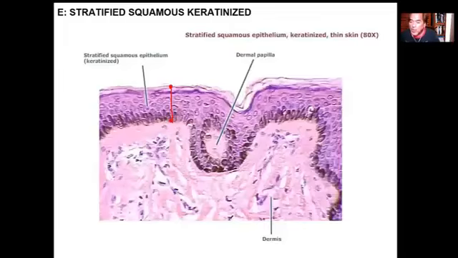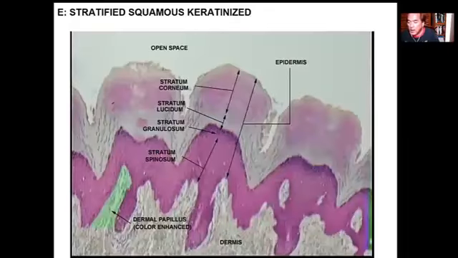So it is multiple layers. Top layer is flat, stratified squamous, but the top layer here is dead cells. So it is stratified squamous keratinized. Again, this is stratified squamous keratinized. The epithelium is actually from here to here.